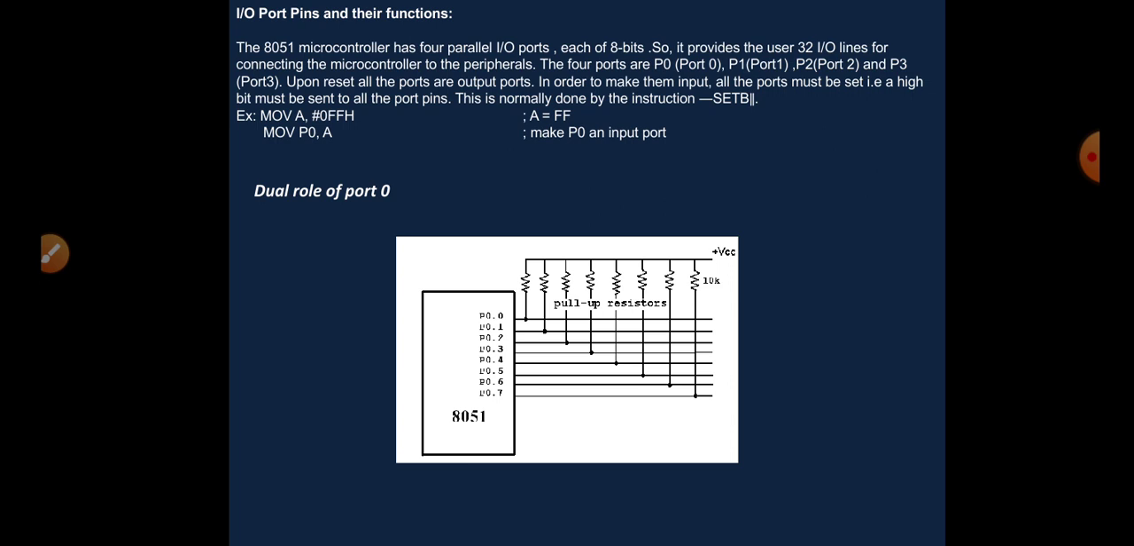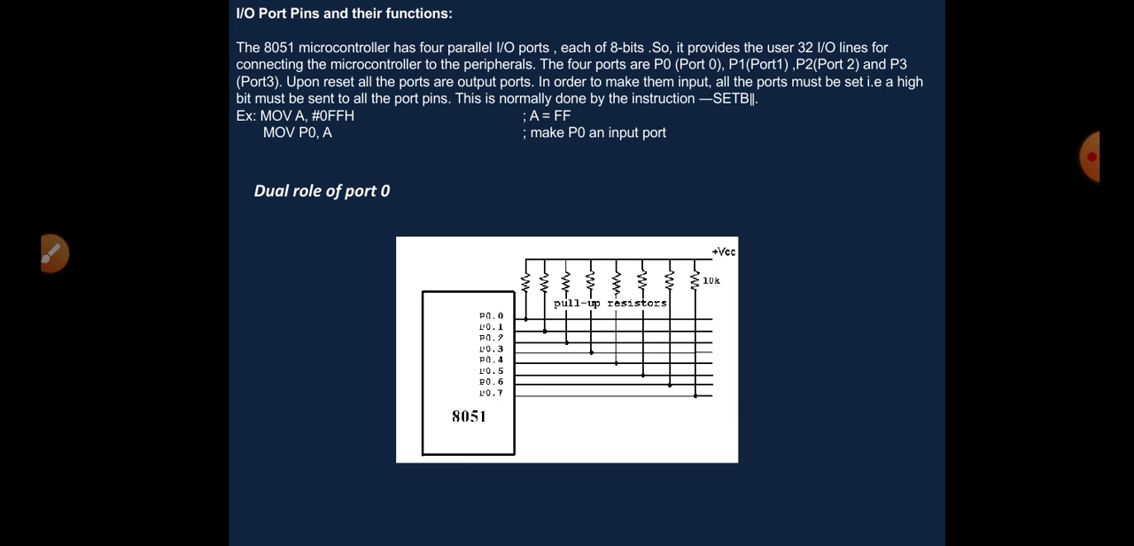Means the pins of your port 0 can be used either as an IO port, or if external memory is used, then the pins of your port 0 are used to send the address and the data. Means the same lines will act as the address lines for the lower 8 bits of your address, and the data lines D0 to D7.